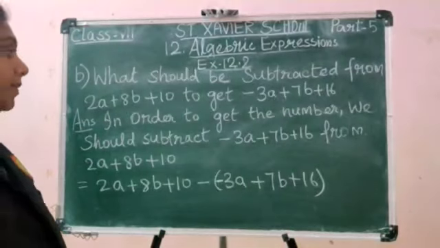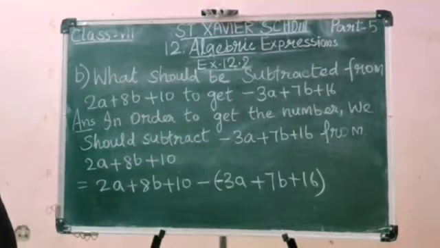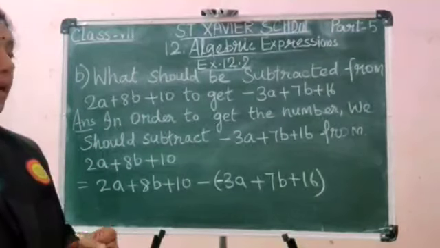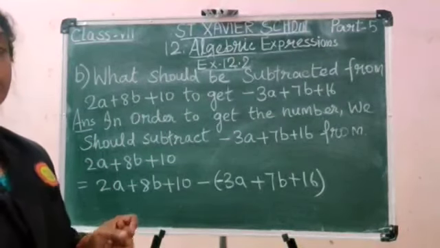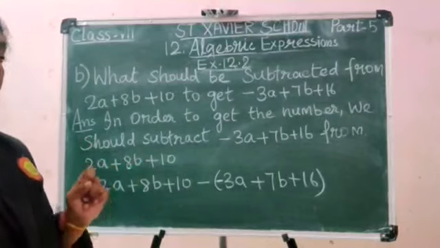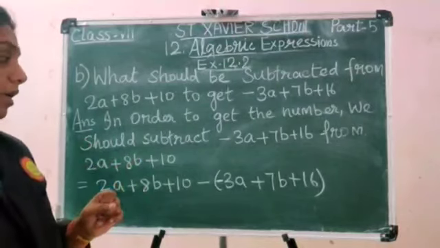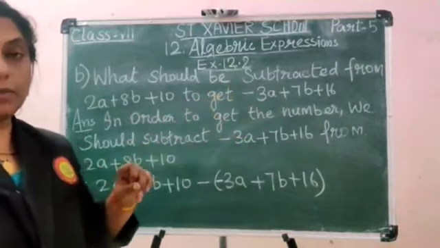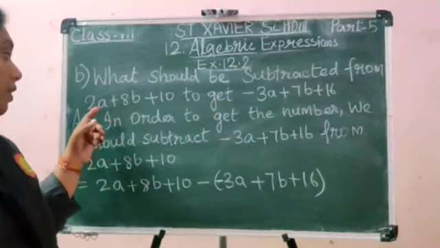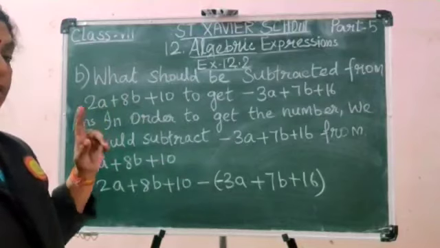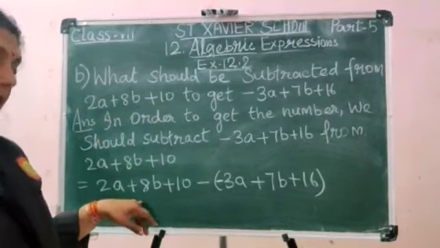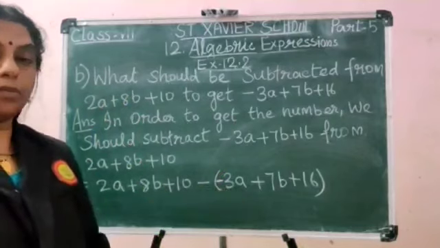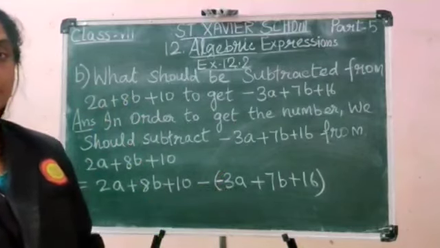Now question B, what should be subtracted from 2a plus 8b plus 10 to get minus 3a plus 7b plus 16? So now here, in order to get the number, we should subtract minus 3a plus 7b plus 16 from 2a plus 8b plus 10. So that is 2a plus 8b plus 10 minus, and the first term is minus 3a plus 7b plus 16.